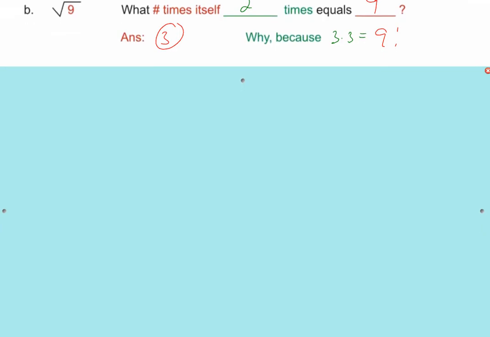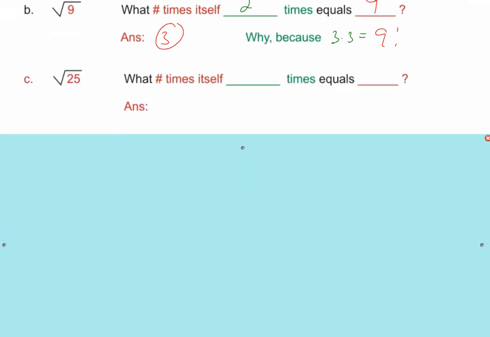So then in the second one, square root of 25, again, most of you should know that the answer is 5. But remember, this is a square root. And now it's what number times itself 2 times equals 25. And therefore we know the answer is 5, because 5 times itself twice, 5 times 5, equals the radicand of 25. That's square roots.